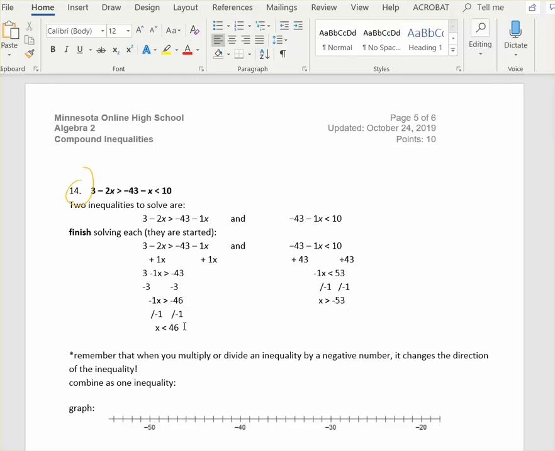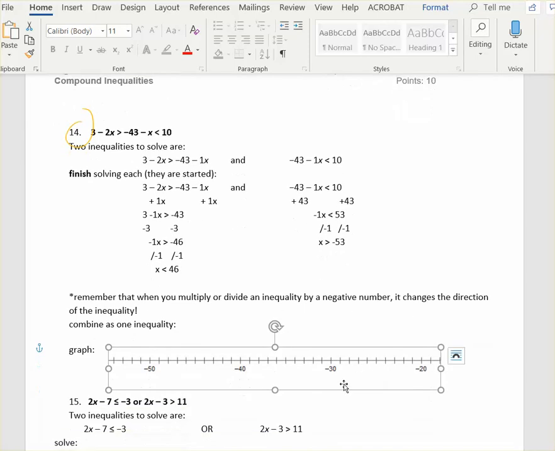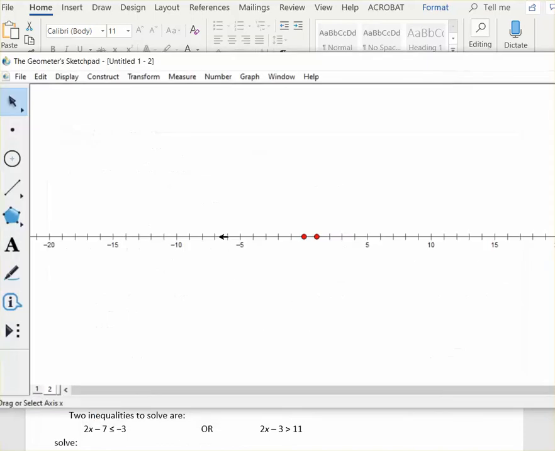Yep, it looks correct. So my number line isn't going to be, I'll do this one in Sketchpad, because I need one endpoint at 46, and I need the other one at -53. I don't have those on here. Still don't.